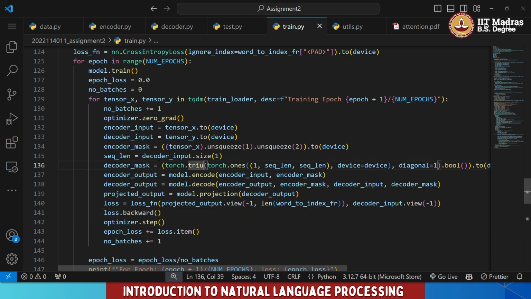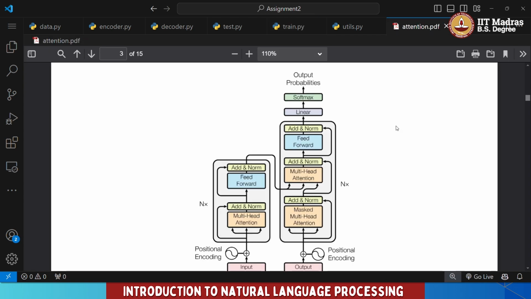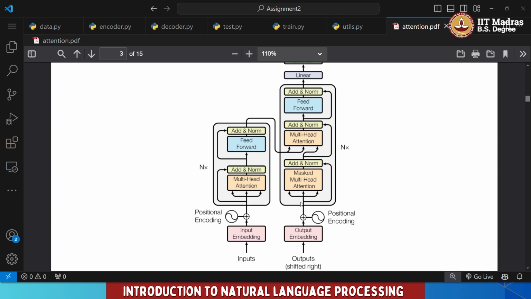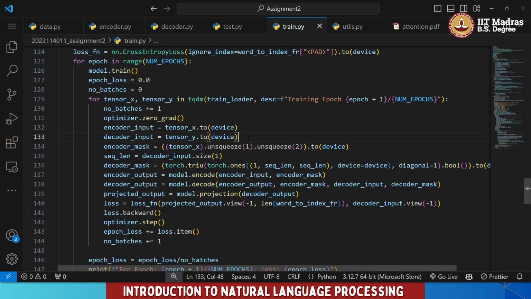Now coming to the main thing. The encoder input is the X side of the sentences, and the decoder input is the Y side of the sentences. So X is the sentences in English, Y is the sentences in French. The input to the encoder are English sentences, and the input to the decoder are French sentences. Why am I calling them input? Because as you can see, they are essentially outputs, but they're masked and passed as an input to the decoder. So that is what it is.